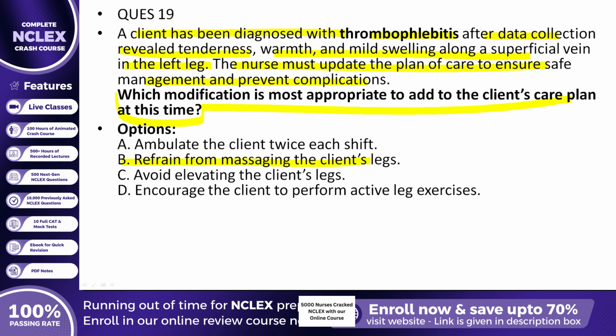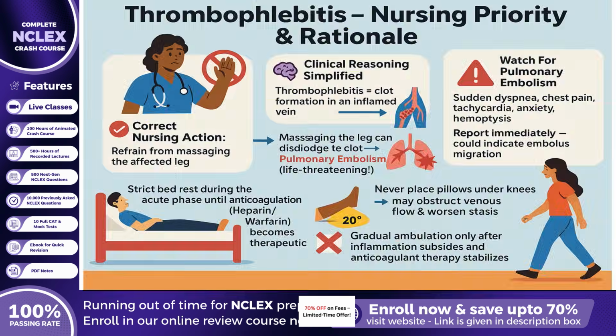Digging deeper into this, when a client develops thrombophlebitis, it means that a thrombus has formed within an inflamed vein. This situation poses a serious risk that the clot may dislodge and travel through the bloodstream to the lungs, leading to a potentially fatal pulmonary embolism. Therefore, massaging the affected area is strictly contraindicated because even gentle manipulation can cause the clot to break free, move through the venous system, and block the pulmonary arteries.